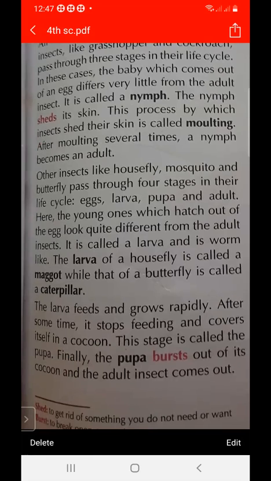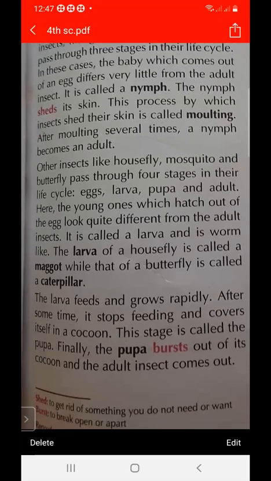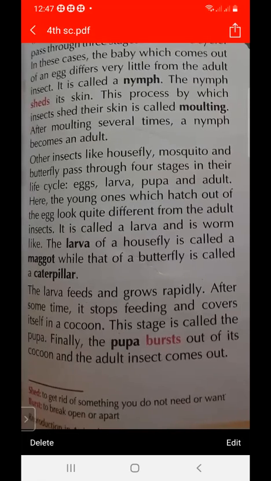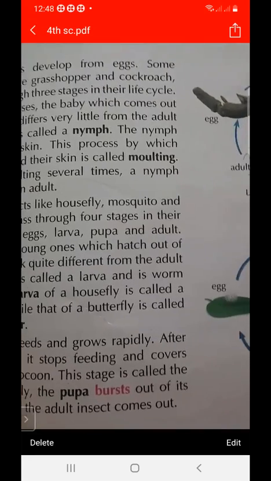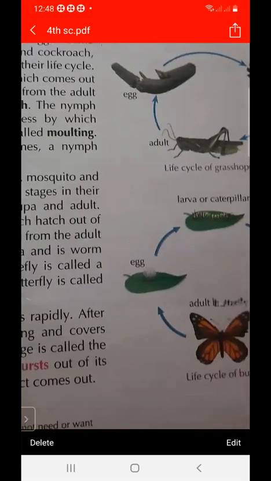So when this larva grows, after some time it stops feeding, and this results in the cocoon, and then this is called pupa. Finally, the pupa bursts out of its cocoon, and then the adult insect comes out. So this is the life cycle of butterfly.